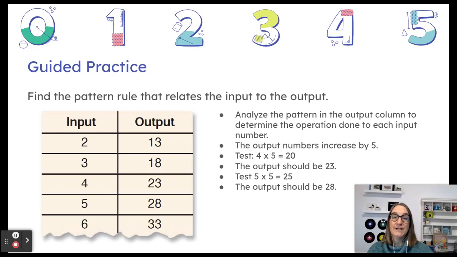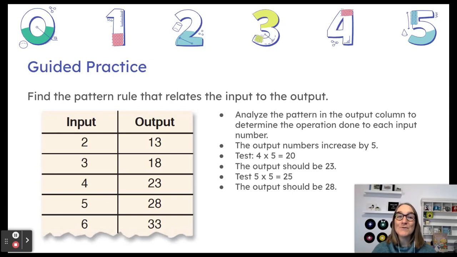We think the rule is multiply by 5, then add 3, but we need to try it out on different inputs to make sure that it does actually work. So let's give it a whirl with 6, all right? 6 times 5 is 30. 30 plus 3 is 33, and that's the output we want. So check it on a few other inputs, and if it holds up each time, then we can confidently say that we have found the function rule, or the rule that relates the input to the output.